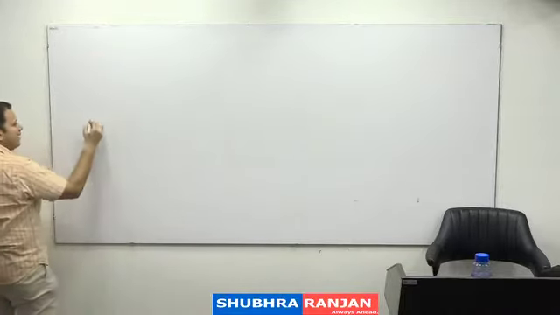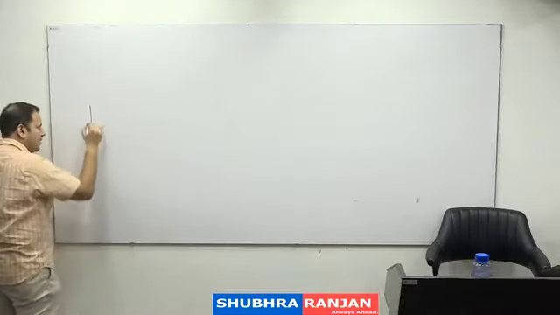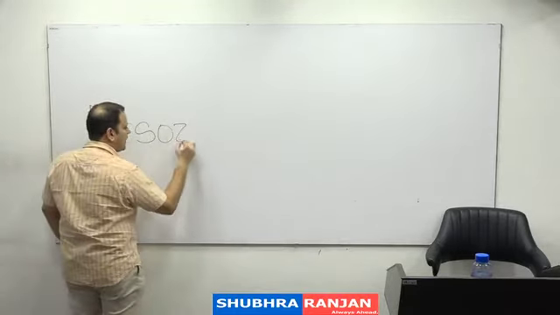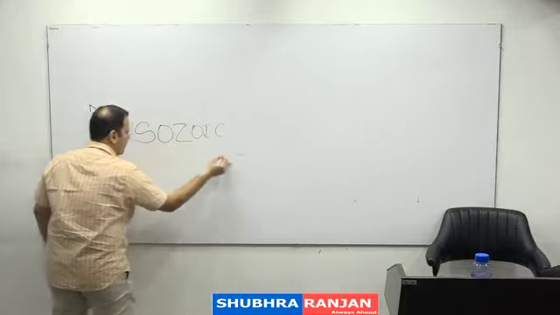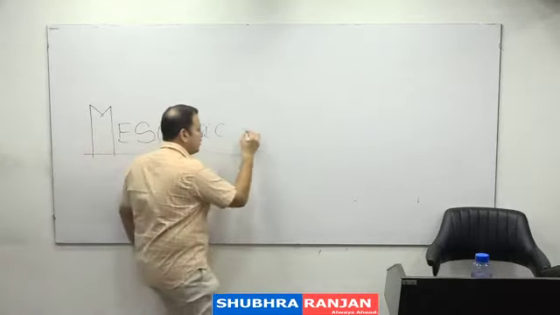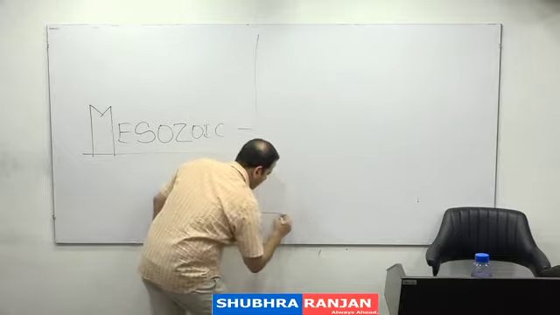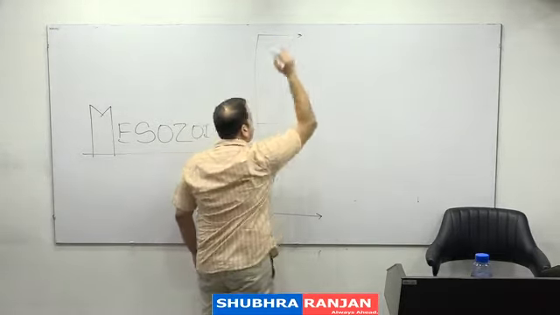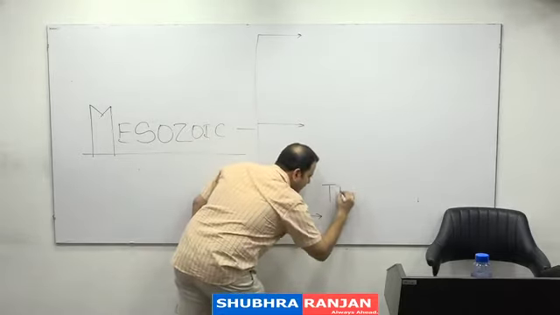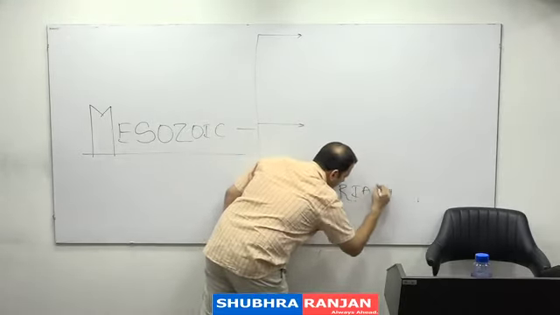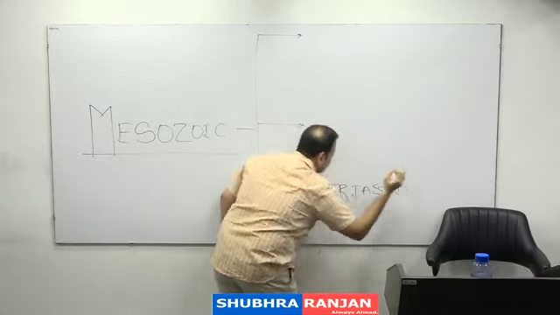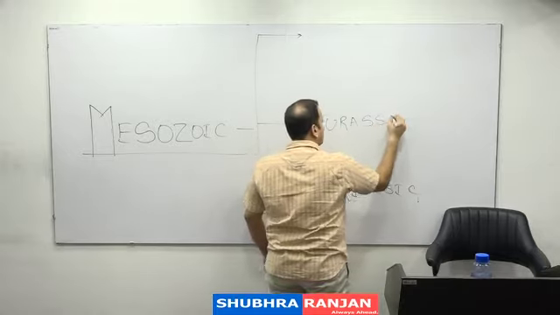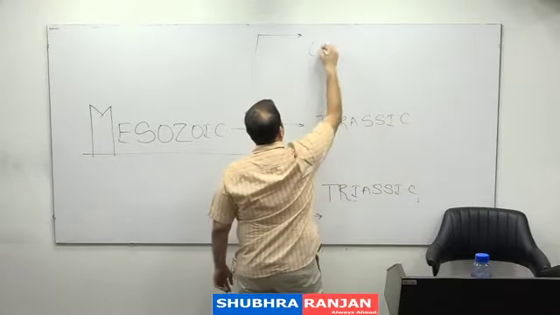Then what is the era after that, Paleozoic? It is the Mesozoic era. And this Mesozoic era is further divided into 3 periods. It is known as Triassic, उसके बाद it is Jurassic, and उसके बाद it is Cretaceous.